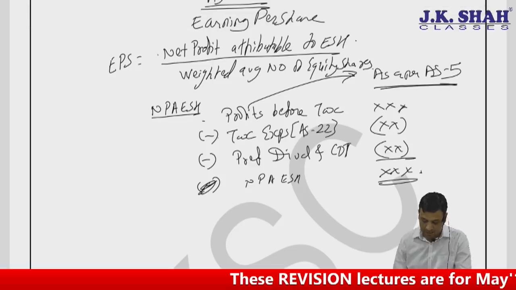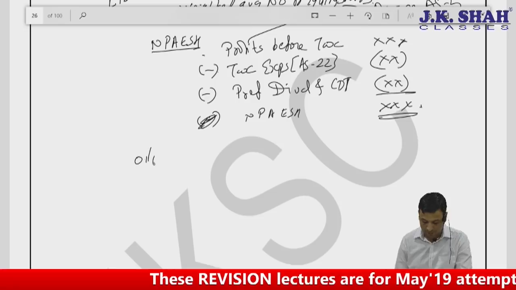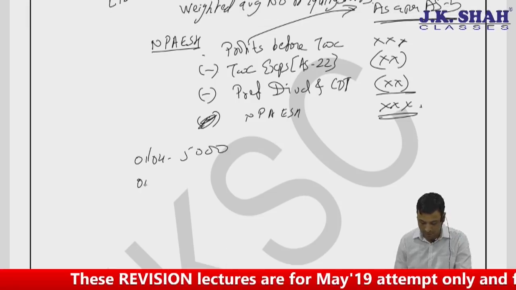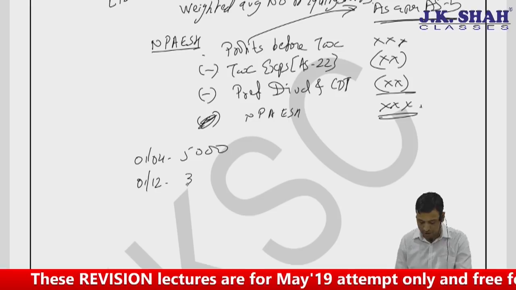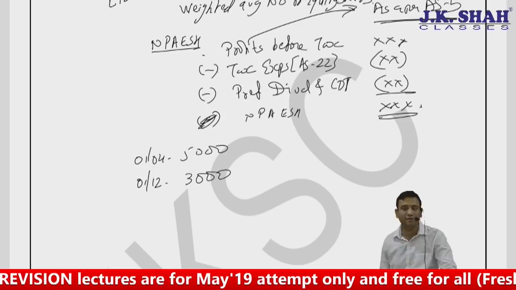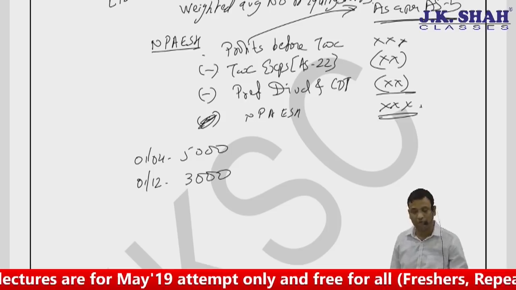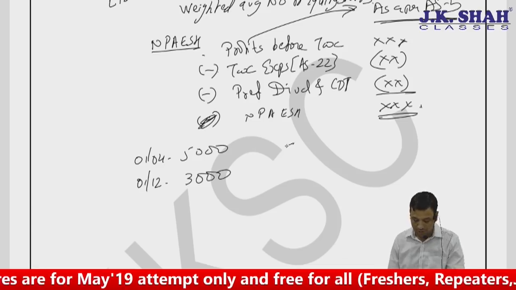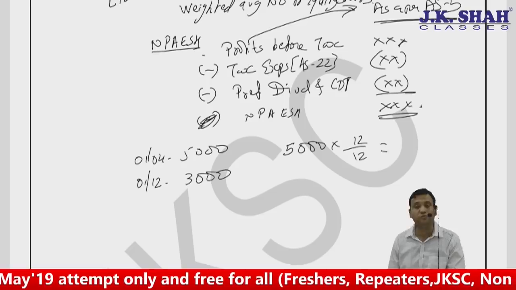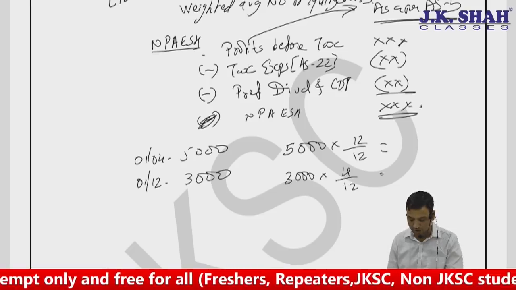Means at any point of time the number of shares is not constant. Like on 1st of April I have 5,000 shares. On 1st of December I issue 3,000 shares. If you look properly, the number of shares cannot be 8,000 used during the whole year. The resources are with respect to 5,000 as well as 3,000. So these 5,000 shares' resources have been used for 12 months, whereas the 3,000 shares' resources have been used only for 4 months.